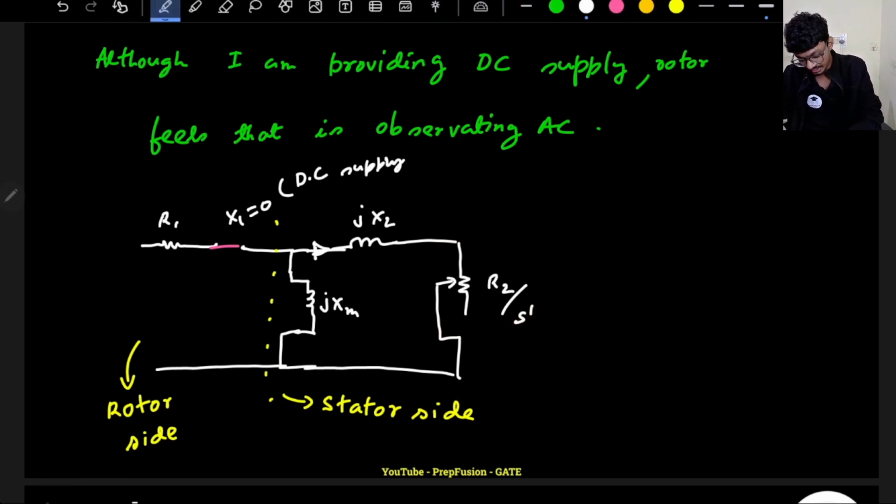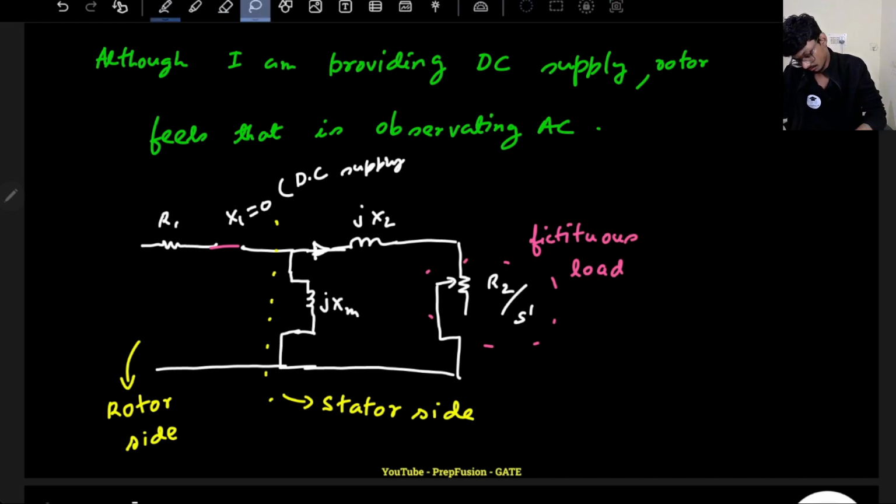Okay, so this is just a fictitious load. It is not an actual resistance. It is the equivalent mechanical load of the induction motor that is connected on the shaft. It is not like I'm connecting an electrical resistor. No, it is just a fictitious load to electrically represent.